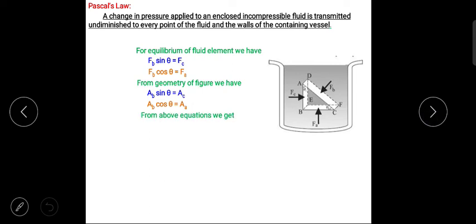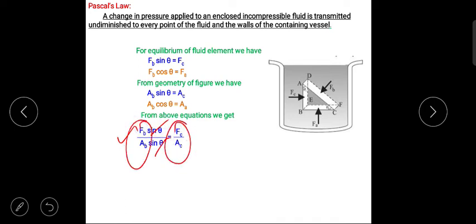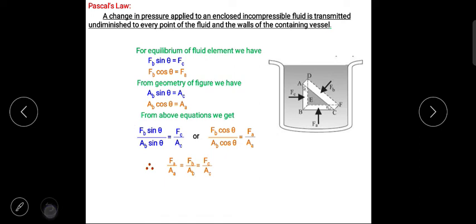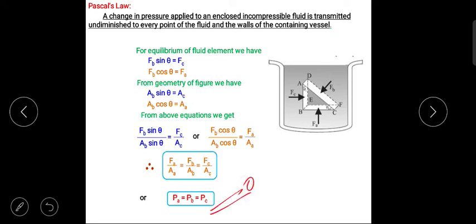From the above equations, if you want to calculate the pressure, that is force upon area, you get to know that sin theta cancels out, and FB upon AB will be equal to FC upon AC. This equation could be written like this. Therefore I can say that force on face A in ratio to the area of face A will be equal to FB upon AB will be equal to FC upon AC. This is nothing but showing that pressure at A will be equal to pressure at B and pressure at C. This is the equation of Pascal's law.